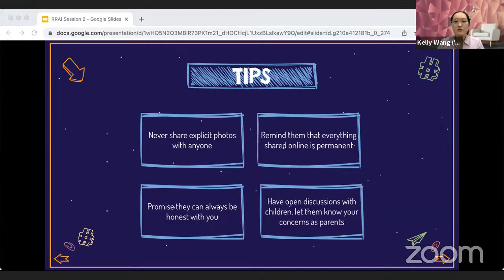The video mentions some great tips on this topic, but to reiterate some of them, remind your kids to never ever send explicit images to anybody, and that everything they share online is permanent, even if it feels temporary, like a Snapchat picture that they send to a close friend. Reassure them that they can always be honest with you and trust you, and to have open discussions with them about the consequences of sending inappropriate photos online, and also share your concerns as a parent with them so they understand your point of view as well.